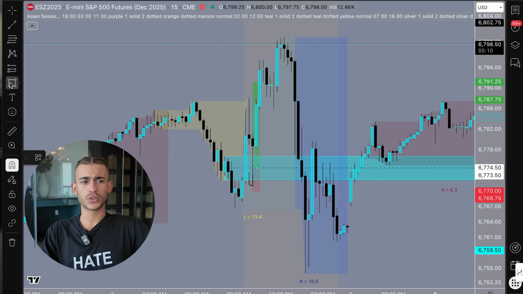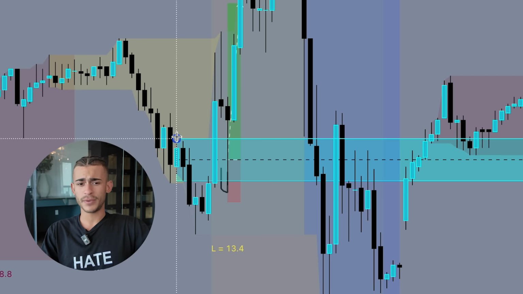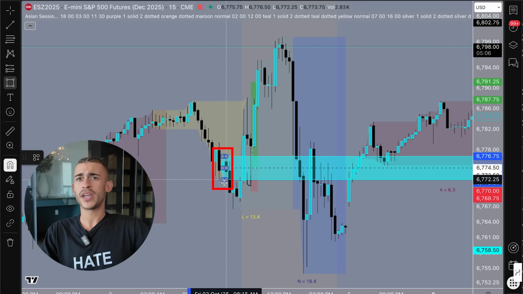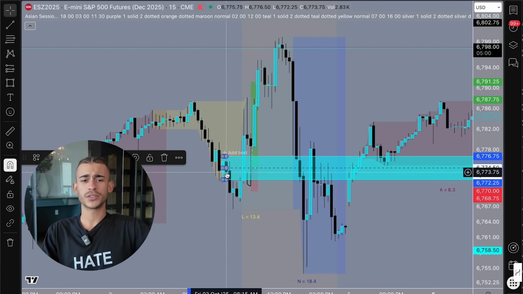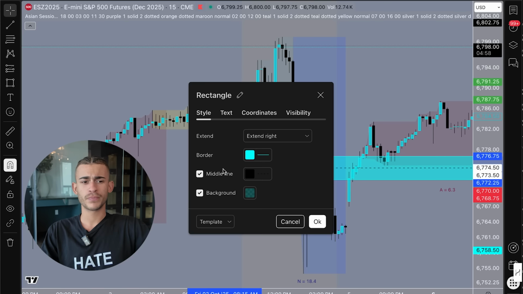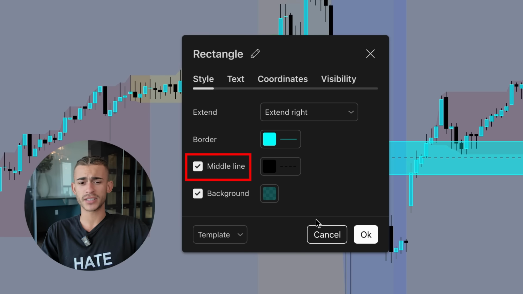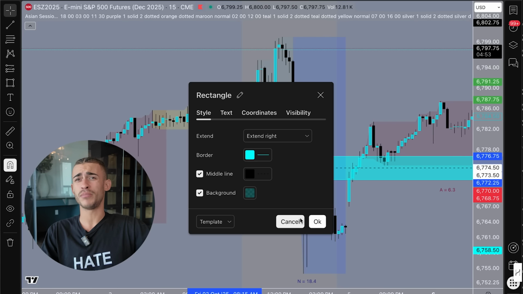Step 1, mark out the 8 a.m. candle high and low on the 15-minute time frame. Simply go to this rectangle tool, draw the rectangle from the top of the candlestick to the bottom of the candlestick, and you have your zone. The next little trick that we are going to do is double click on our zone and make sure that this middle line is checked. This middle line is an inflection point, meaning it'll show us exactly when price wants to reverse or not reverse, so it's super important that we have a visual display of that up on our charts.